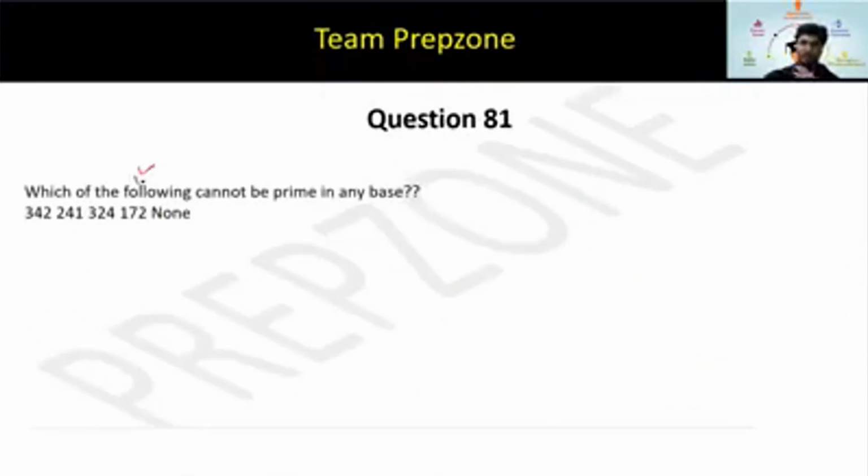Tell me the answer of this question. Which of the following cannot be prime in any base? Exactly. We don't know the concept of prime numbers in other bases, right? But what do you know? I know when a number is even and when a number is odd. Try to use that. Good. Others?